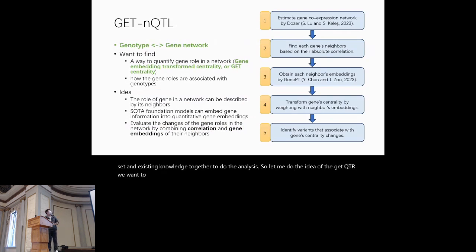We want to find a way to quantify the gene role in the network. We'll call that GET centrality, and detect how these gene roles are associated with the genotypes. The idea is that the role of a gene in a network can be described by its neighbors. Another is how to quantify the importance of these neighbors. We can borrow information from existing foundation models, large language models, to embed the gene information we already know into quantitative gene embeddings. And we can combine the correlation from the network and the gene embedding together to evaluate the change of the gene role in the network.